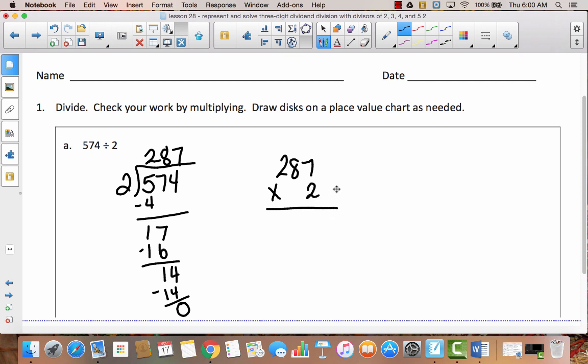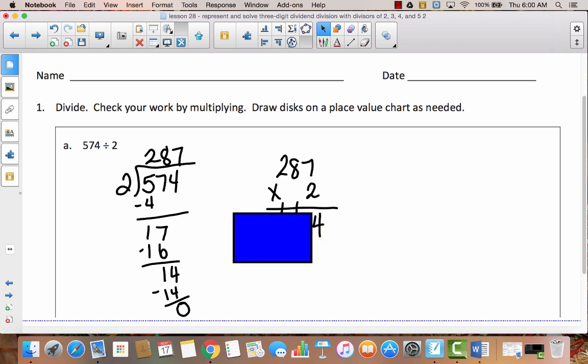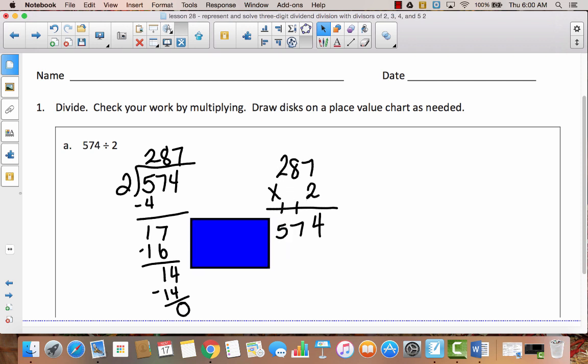I'm going to pause the video here. You go ahead and multiply by 2 and see what you get. Okay, so I started with 7 ones times 2, and 7 times 2 gave me 14, so I carried the 1 to the tens place. 8 tens times 2 gave me 16 tens, plus my 1 ten here gave me 17 tens. 2 hundreds times 2 is 4 hundreds, plus 1 more gives me 5 hundreds. So I had 574, so my answer matches my dividend, so that means that my answer must be correct.